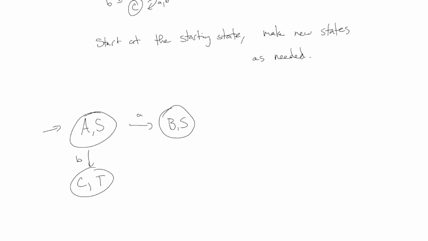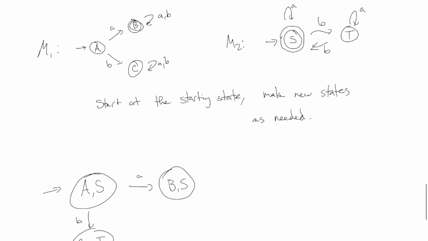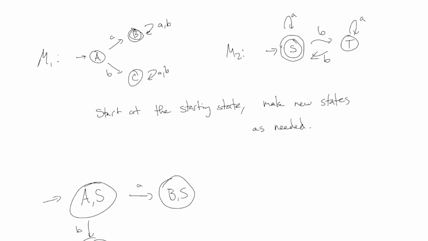How about arrows from BS then? The A arrow, anybody want to say? Somebody shout it out. If I'm at BS and I do A, where does that go? I saw someone giving me the hand signal. It's a loop, right? You should be looking at the A arrow. B goes back to B, S goes back to S. So BS goes back to BS.